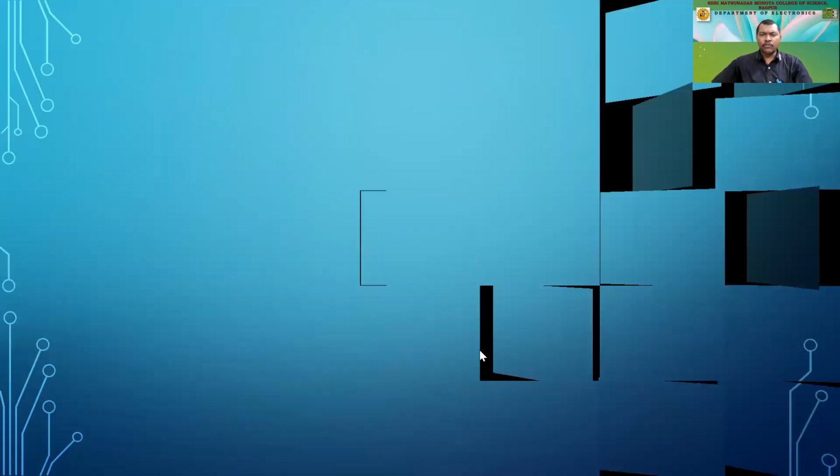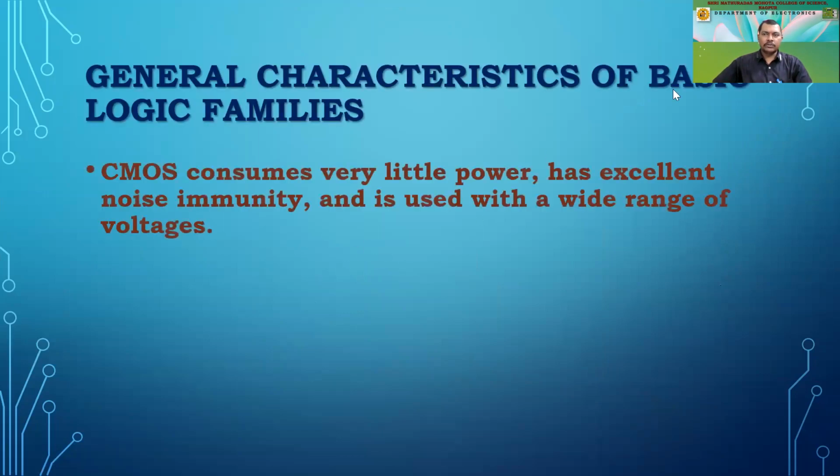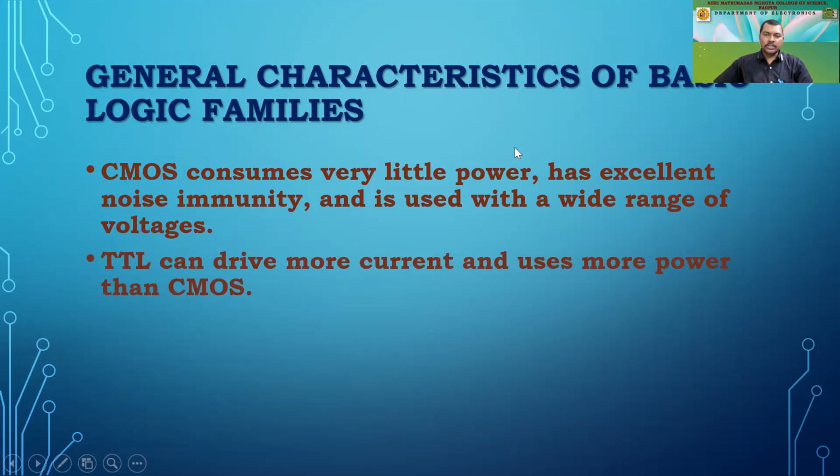We have almost completed the TTL gate and all. So the general characteristics of the basic logic families: CMOS consumes very little power, has excellent noise immunity, and is used with a wide range of voltages. So that's why we are studying this CMOS. Instead of TTL, we can use CMOS technology or CMOS gates, right? Because of these reasons. TTL can drive more current and uses more power than CMOS. So CMOS is far better than TTL, right?